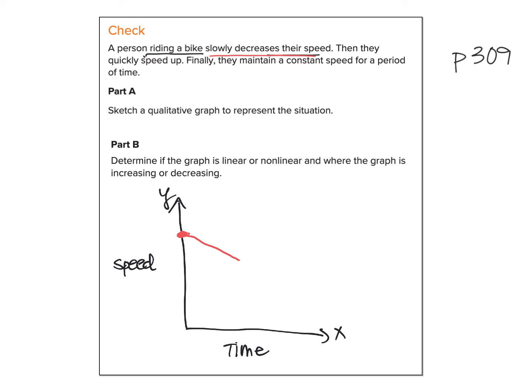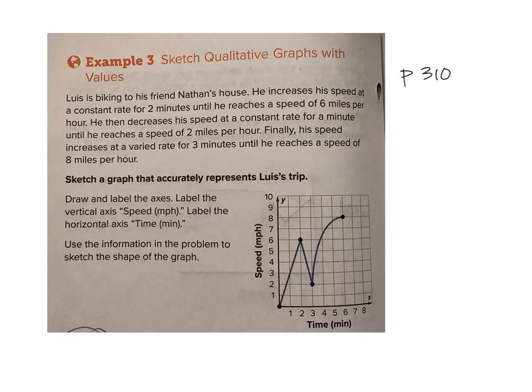Then they quickly speed up. If they quickly speed up, it's going to be steeper. So they speed up, speed up, speed up as time goes by. And finally, they're going to maintain a constant speed. So constant speed would be something like this as time goes by. So your graph should look something like that. It does have to start up because they're already riding at a certain speed. And then they slowly decrease, increase, and then constant speed.